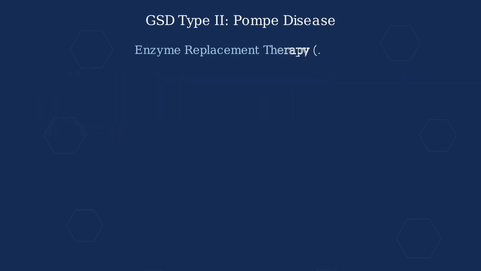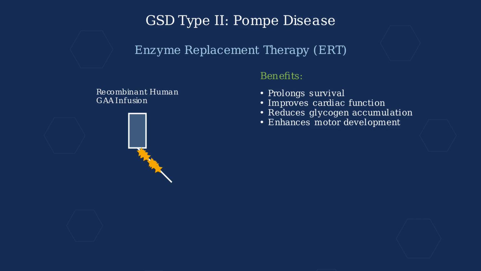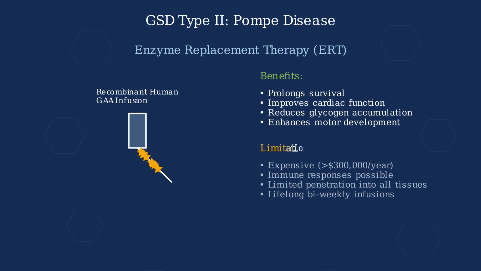Enzyme replacement therapy is the primary treatment for Pompe disease, involving regular infusions of recombinant acid alpha-glucosidase. This therapy has significantly changed the outlook for patients. Benefits include prolonged survival, improved cardiac and skeletal muscle function, and enhanced motor development. However, ERT has limitations. It's extremely expensive, may trigger immune responses, doesn't penetrate all tissues equally, and requires lifelong biweekly infusions.